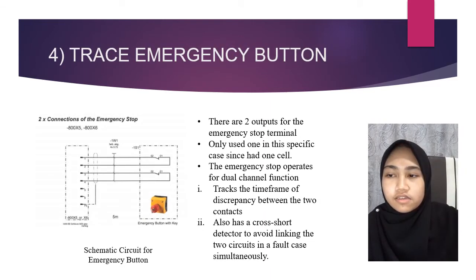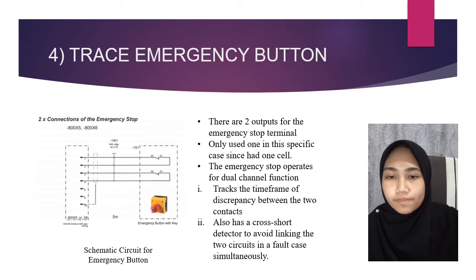Next is the emergency button, the circuit of the system and the connection to the control room. This is the circuit of the emergency stop button. Usually, there are two outputs for the emergency stop terminal, but we only use one in this specific case since we only have one cell. The whole circuit illustrates the emergency button system and its connection to the control room.